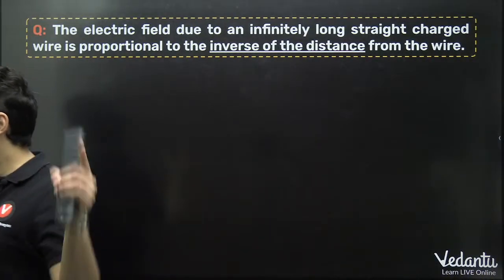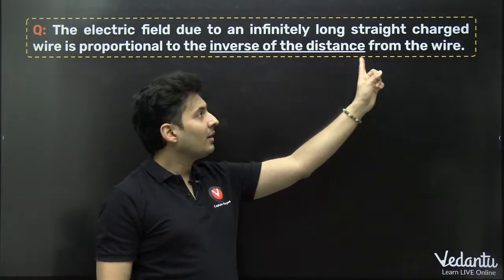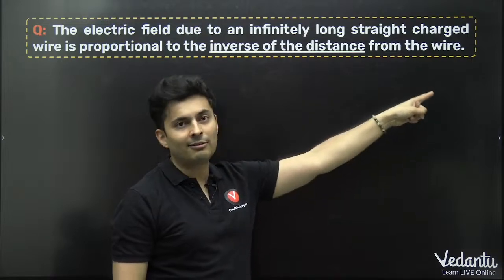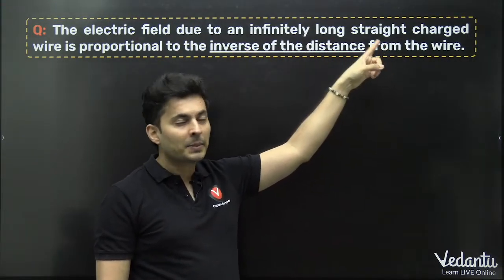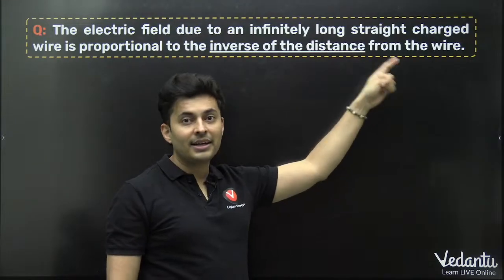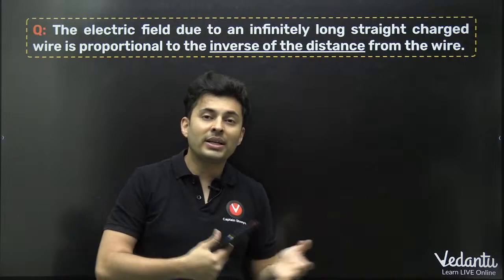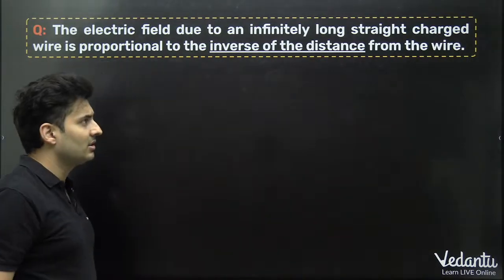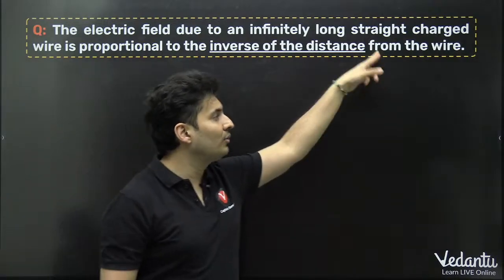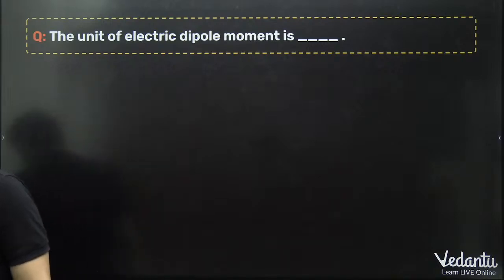See, the word used is "from." If the word used were "of the wire," then the answer would be lambda of the wire, the charge density, because it's a property of the wire. But from the wire, what is from the wire? Distance. So it is inversely proportional to the distance. Understood? One small word makes a lot of difference. That's why fill-in-the-blanks are crazy.